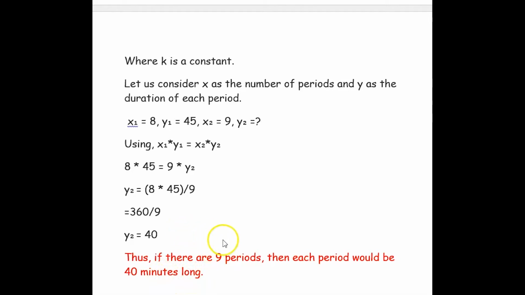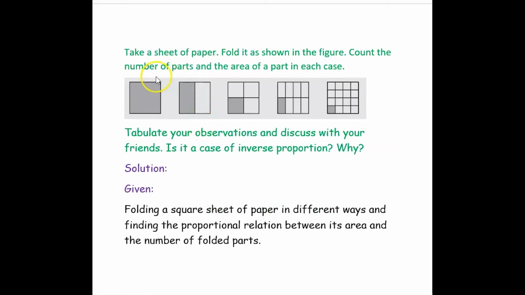8 periods means 45 minutes. If there are 9 periods, then each period will be 40 minutes long. So the number of periods is increased and the time is decreased. So it's an inverse variation or proportion. Now let's see the next example.